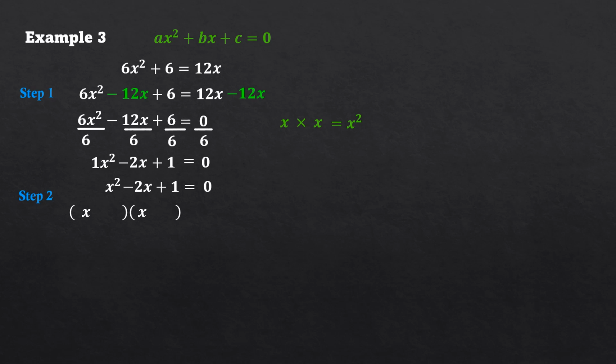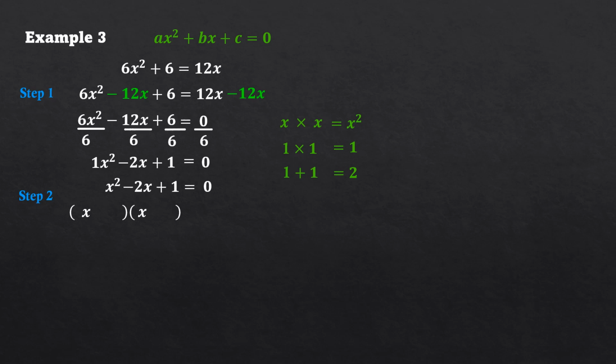First let us think of two numbers. When we multiply, the result is positive 1. And when we add, the result is negative 2. Let us try positive 1 and positive 1. If we multiply positive 1 times positive 1 is equal to positive 1. How about in addition? Positive 1 plus positive 1 is equal to positive 2. Therefore, positive 1 and positive 1 are not the numbers we were looking for. It does not satisfy the addition part wherein it results to negative 2.